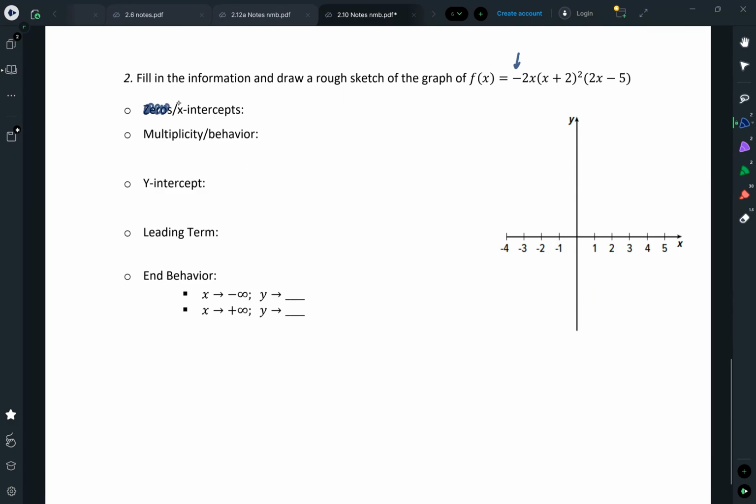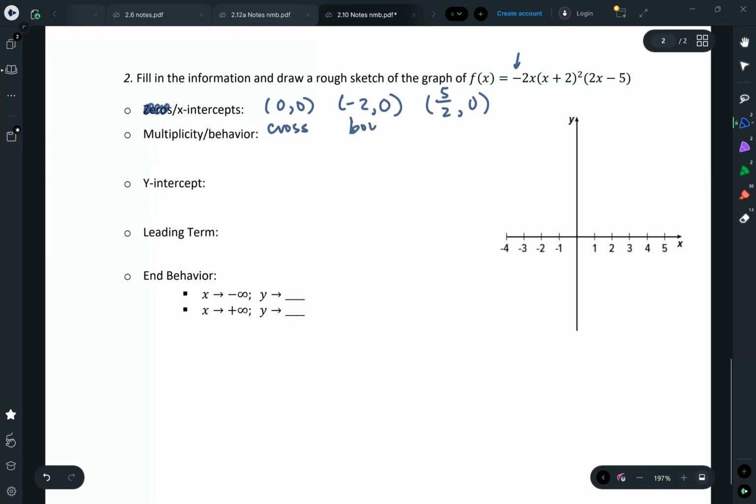So we're starting out by finding x-intercepts. Our x-intercepts are going to be 0, 0, negative 2, 0, and 5 halves, 0. Remember, 5 halves is just 2.5. And we're going to cross at the 0, 0. We're going to bounce at the negative 2. We're going to cross at the 5 halves. My y-intercept I would get by multiplying the negative 2, the 2 squared, and the negative 5.